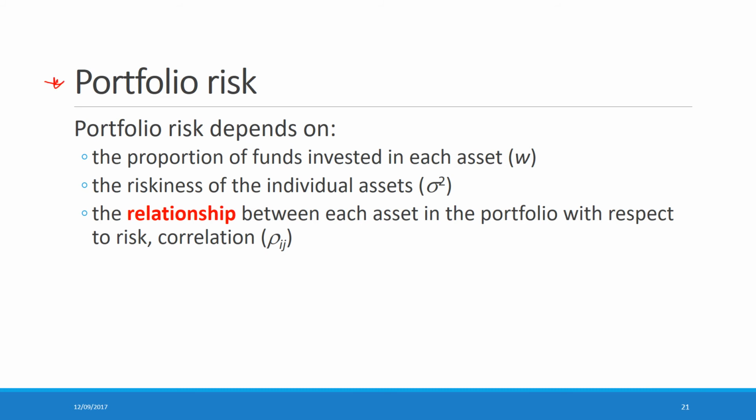Portfolio risk is a bit more complicated than portfolio returns, in that besides the individual asset riskiness, we also have the correlation between different assets. Because we're combining different assets together, we've got to take into account the fact that these assets might be correlated. So the portfolio risk is described by three different factors. The first is the weights of the assets. The second is the riskiness of the individual assets. And the third is the relationship between the assets.